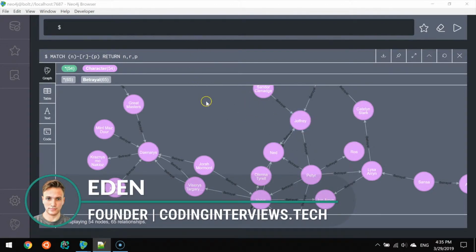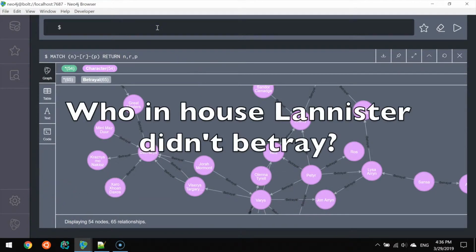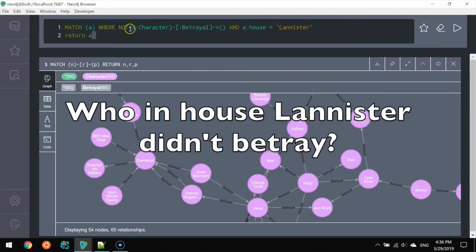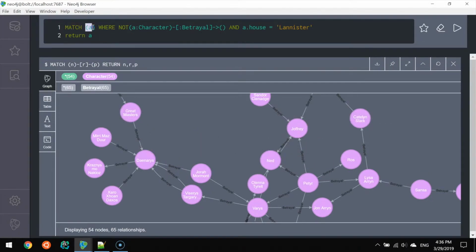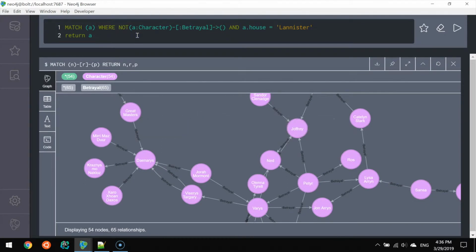Now let's write a query that tells us whether there is a person in House Lannister who didn't betray anybody. So first we want to match all the nodes A in our graph. Each node is a character, so we want to filter those characters to only characters that didn't betray anybody. So we'll use the WHERE NOT clause and write a pattern of a betrayal.